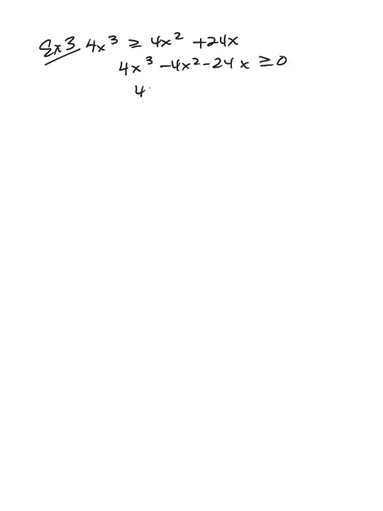Let's take a look at another example. 4x cubed greater than or equal to 4x squared plus 24x. Bring everything to the left. So we have 4x cubed minus 4x squared minus 24x greater than or equal to 0. Factor this. First I could take out a 4x, and then I'm left with x squared minus x minus 6. Factor this.